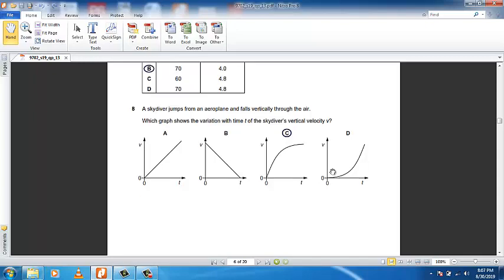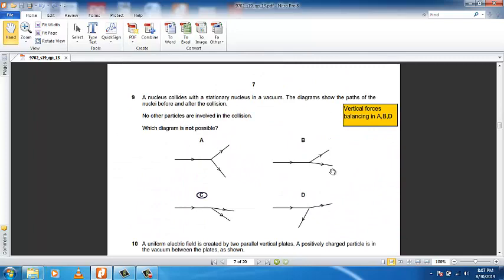So let's see. Question number 9, it says a nucleus collides with a stationary nucleus in a vacuum. The diagram shows the path of the nuclei before and after the collision. No other particles are involved in the collision. Which diagram is not possible? We just see that before the collision, the momentum is just horizontal.